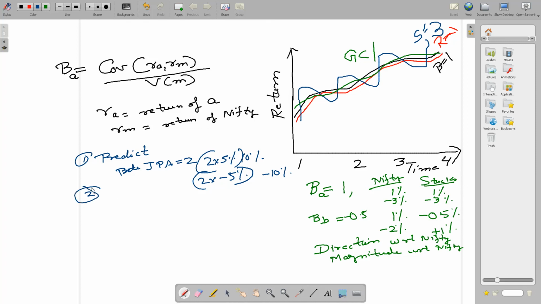Second, it also helps us in portfolio diversification.